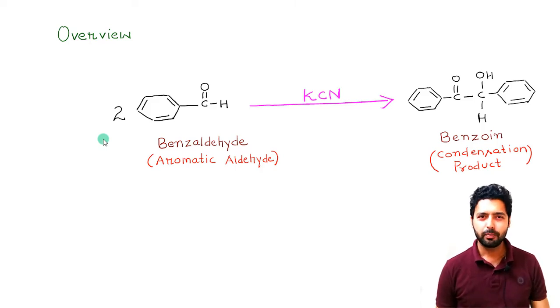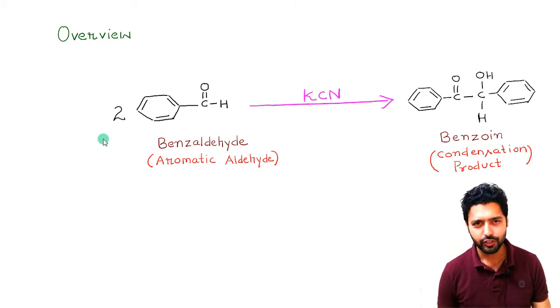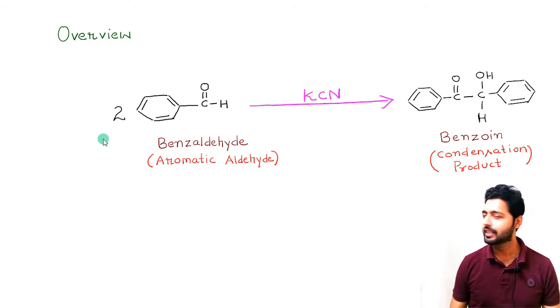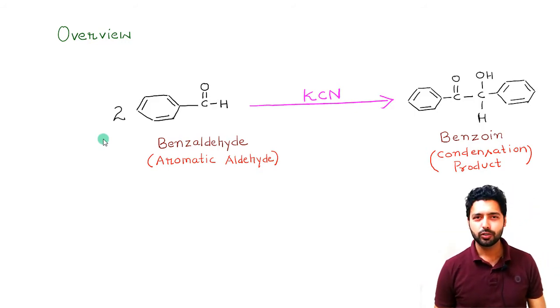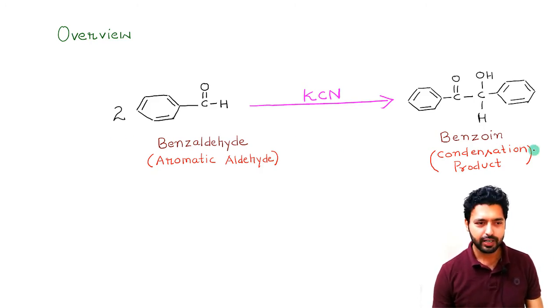Let's talk about the benzoin condensation reaction, which you can see right on your screen here. Starting from two molecules of some aromatic aldehyde in the presence of potassium cyanide, we get this type of condensation product, which is known as the benzoins.